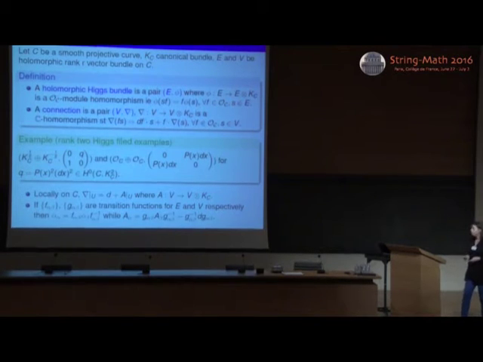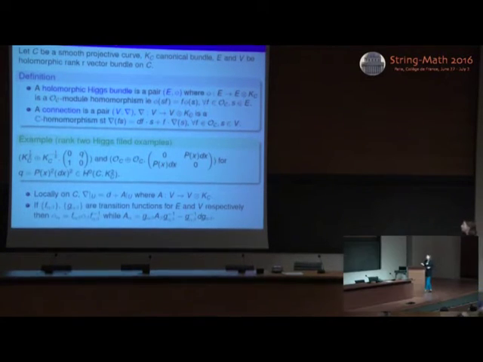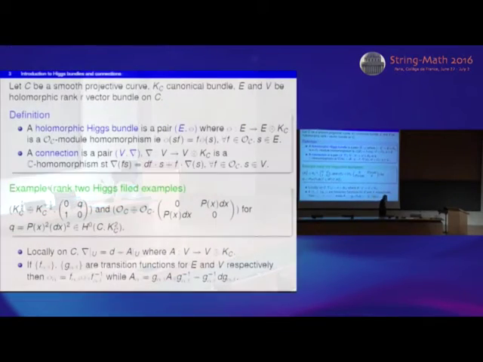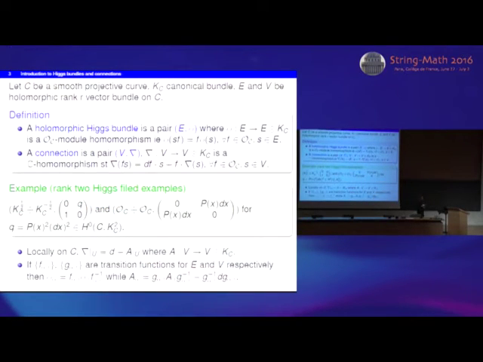Just to establish the notation, I will work with C, a smooth projective curve, and K_C denotes the canonical bundle. E and V are holomorphic rank r vector bundles over C. For a Higgs bundle, I will denote the pair E and phi, where by holomorphic Higgs field we mean an r by r matrix of holomorphic differentials. For a connection, we will use the notation nabla, and it satisfies the Leibniz rule.